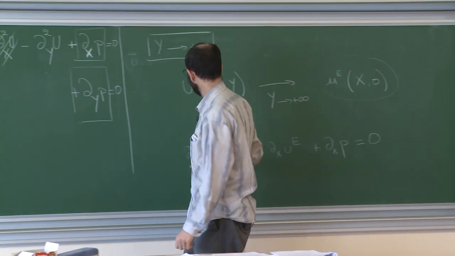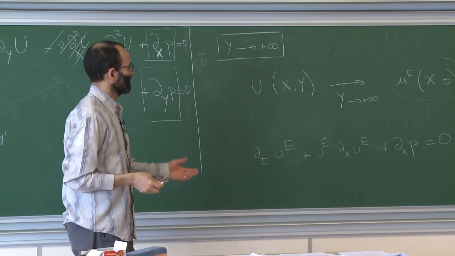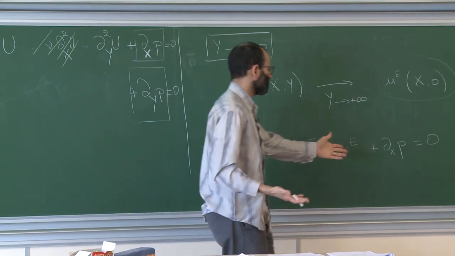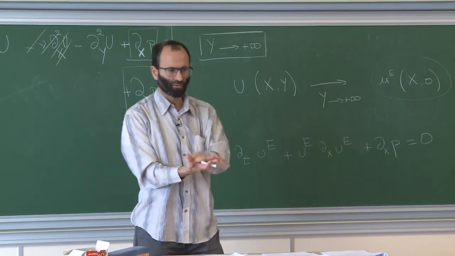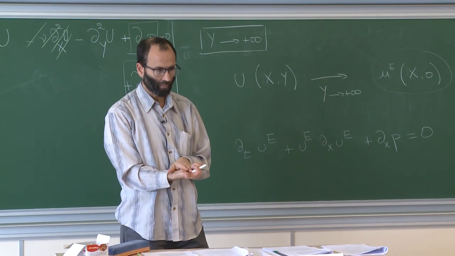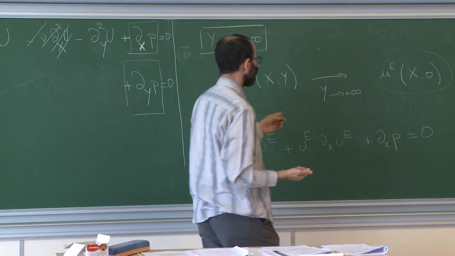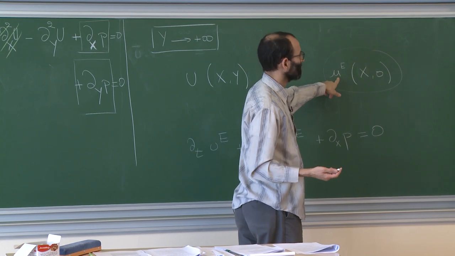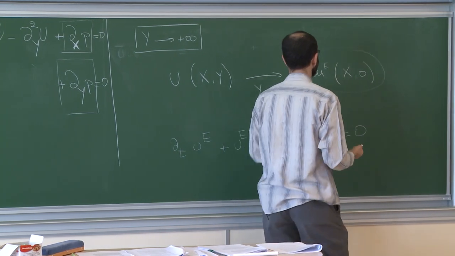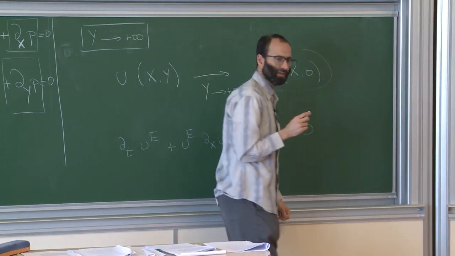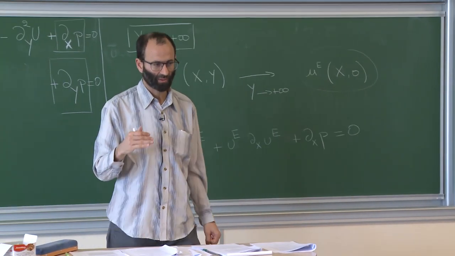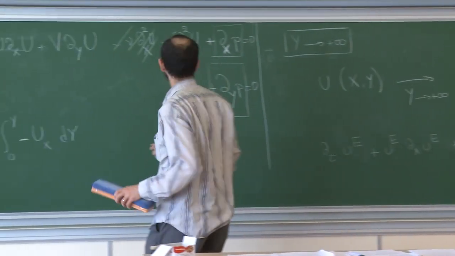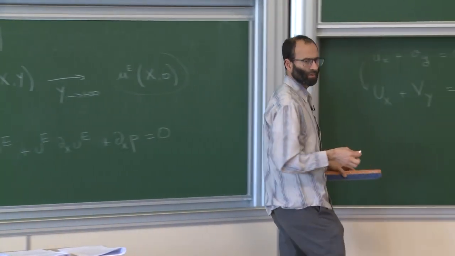For the Euler solution, you can just take the trace. There are two ways of trying to determine the pressure. Either you say, let me take the trace of the Euler solution. This is actually the first component of the Euler solution. Normally, the Euler solution also has a V^E, but V^E vanishes at the boundary.